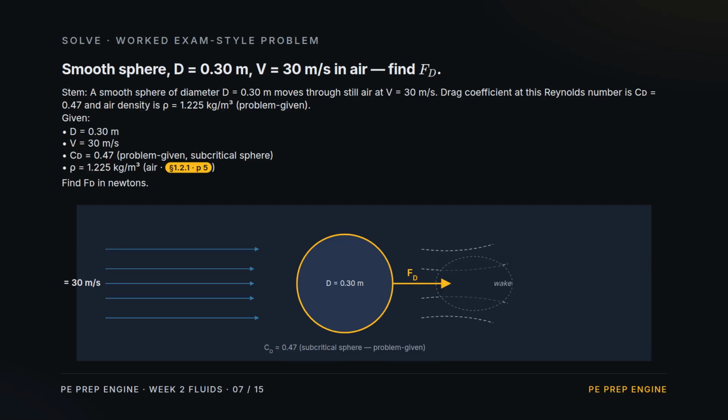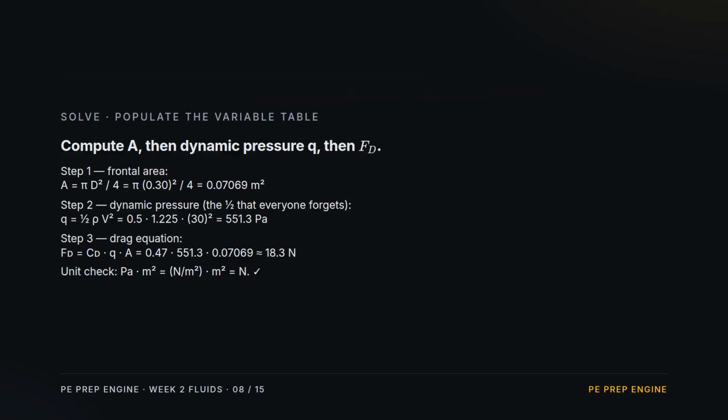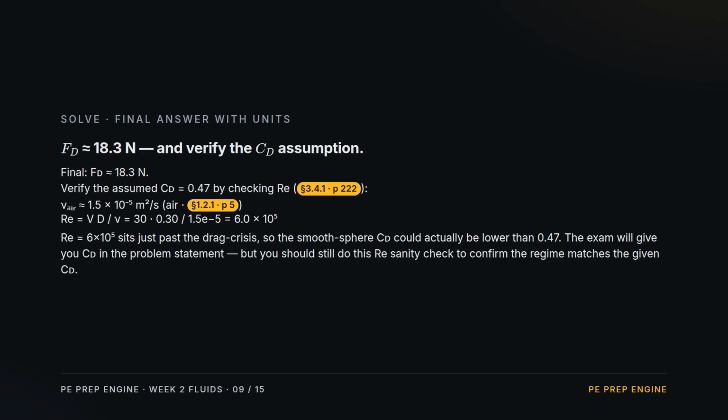Worked problem. A smooth sphere, diameter 0.3 meters, through still air at 30 meters per second. C sub d is given as 0.47 from the Cengel sphere table. Air density 1.225. Find the drag force in newtons. 3 steps. Frontal area, pi d squared over 4. Dynamic pressure, 1/2 rho v squared. Don't drop the 1/2. Then drag is C sub d times dynamic pressure times frontal area. About 18.3 newtons.